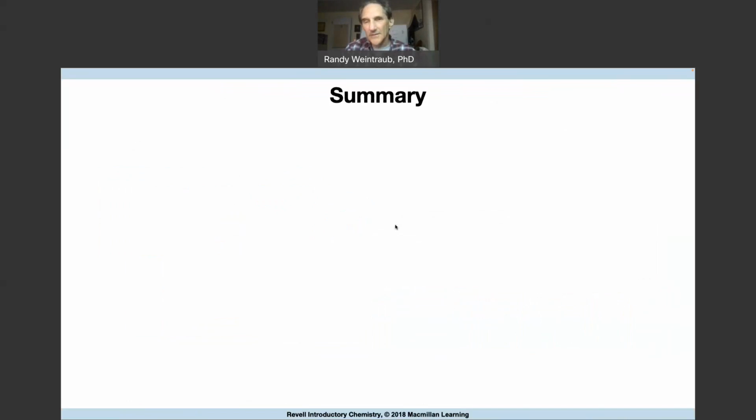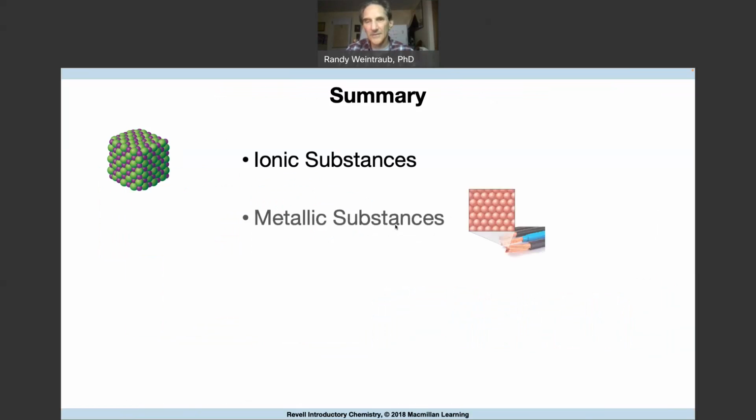Let's summarize these ideas. Ionic substances are hard, brittle substances with high melting points. Metallic substances conduct electricity. They can be shaped by pounding or stretching into different forms.